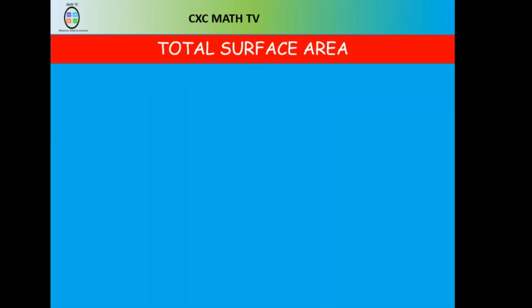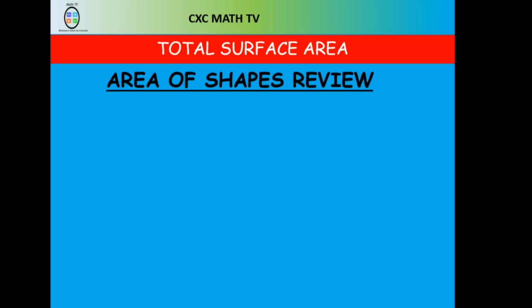Before we can do total surface area, make sure that you've mastered areas of basic shapes. So, two-dimensional shapes, you have to remember these. You have to remember the area of a square, length times width, or length squared. Because we know a square has sides that are equal in length, so the area of a square is length times length.